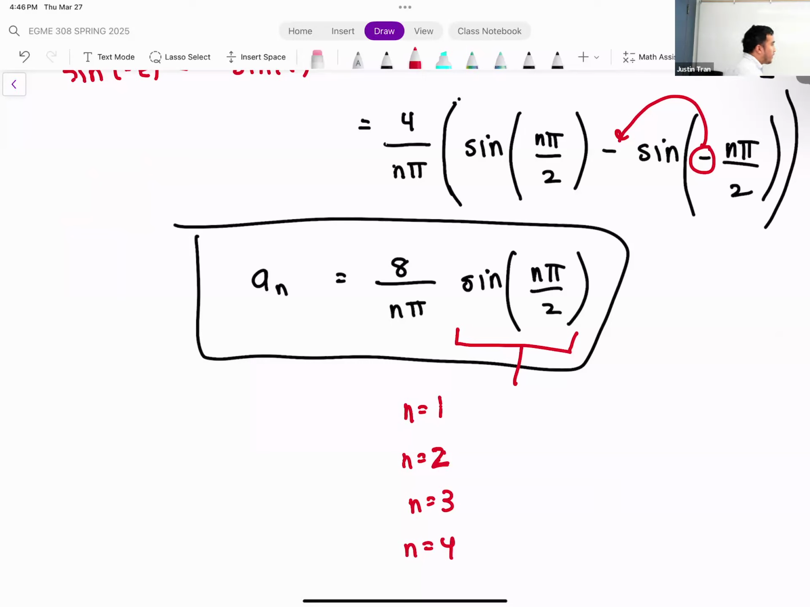Okay, so let's do the first 4, because usually after the first 4, you start to get a pattern. When n is equal to 1, we have sine of pi over 2. Sine of pi over 2 is equal to 1. Now let's look at n equal to 2. When n is equal to 2, we'll have sine of 2 times pi divided by 2. The two 2's cancel out, and we just get sine of pi. We know sine of pi here is just 0.